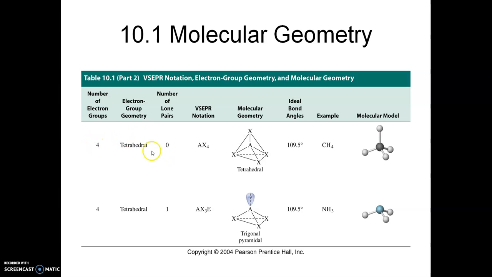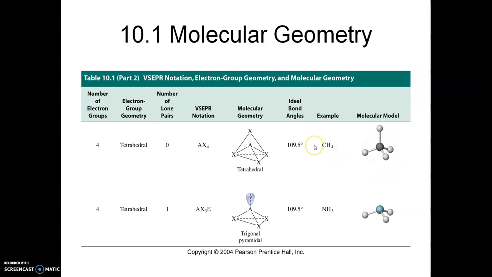4 pairs gives you a tetrahedron overall geometry. Simplest case, there are no lone pairs, AX4E0. We bond all the pairs. That gives us a tetrahedral molecule, 109.5-degree angle. The methane molecule does that. Here it is.